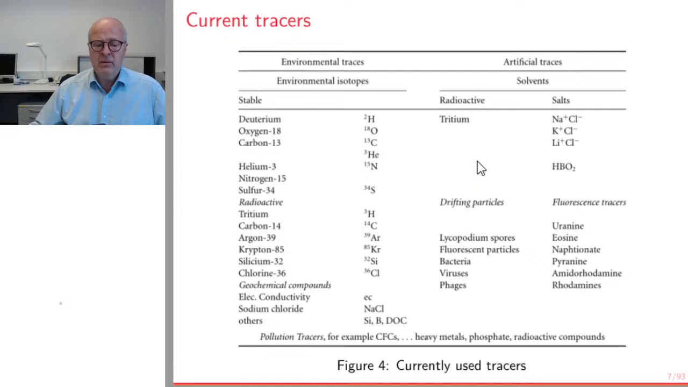Okay, so I will now discuss the artificial tracers that we have and how they can be used. Now, of course, first of all, we have salts: sodium chloride, potassium chloride, lithium chloride, or borates that could be used as a tracer. Salts are simple. It's quite easy to justify how you use them.